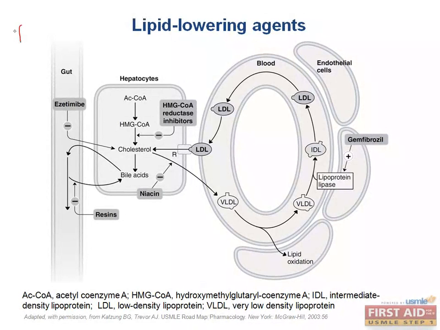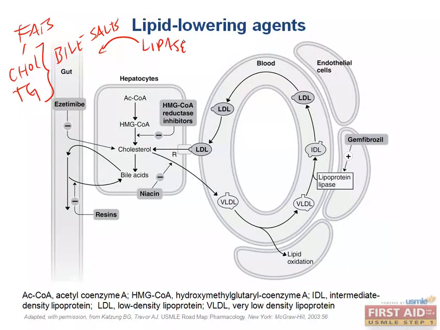Okay, so now let's focus on how we can take in exogenous cholesterol. You eat animal fats, which contain cholesterol and triglycerides. Bile salts emulsify this. And then lipase breaks them down into fatty acids plus monoglycerol. This is something very high yield from your GI section.